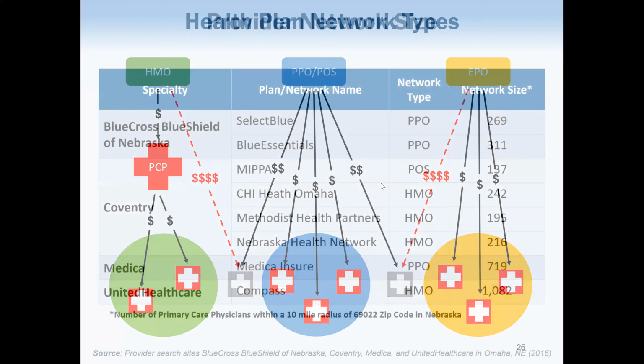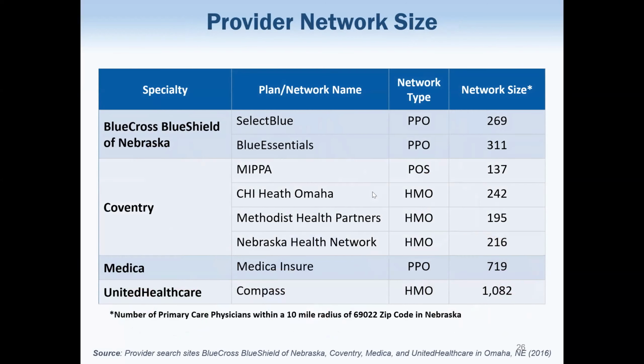Now, one thing sometimes consumers are interested in is, you have all these different plans and these different networks, but you don't know how big they are. So one thing I've done is, here's an example of looking at the number of primary care physicians within a 10-mile radius of a particular zip code in Nebraska. And you can see here, there's a lot of different companies and different plans. The plan on top actually has two different networks. They're both PPOs, and it has a couple hundred primary care docs within that radius.